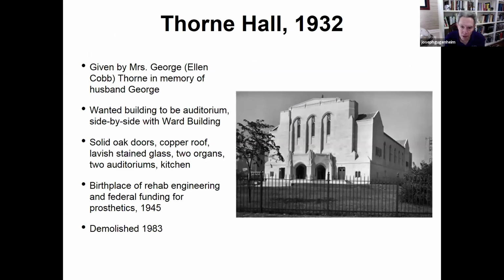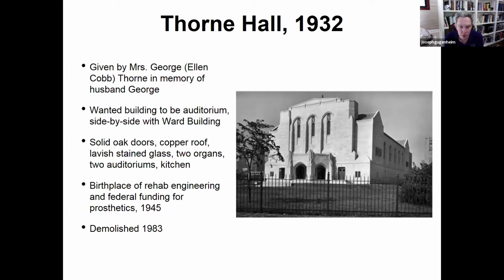Thorne Hall was built in 1932. George Thorne and Montgomery Ward were business partners and brothers-in-law. The two wives were sisters, the Cobb sisters. Mrs. Thorne wanted Thorne Hall to be built next to the Ward Building because she said that her husband and Mr. Ward worked side by side for many years, so she wanted the buildings side by side. But that was not possible, so they're nearby.